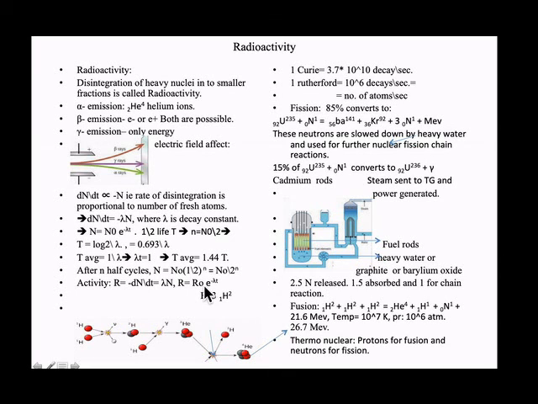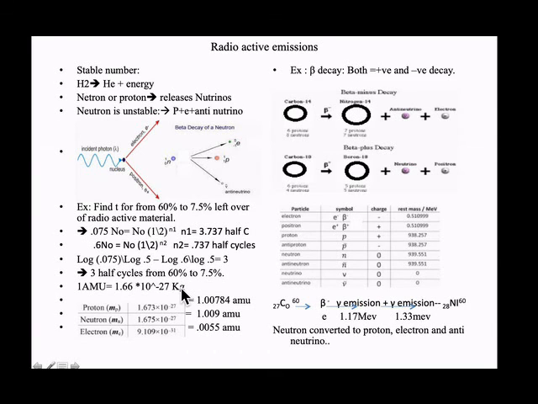So R0 into e to the power minus lambda t. When I convert lambda N, I get R equal to R0 e to the power minus lambda t. So both are valid. N is equal to N0 e to the power minus lambda t, the number of atoms remaining, and R is the activity, the radioactivity prevailing at that time.